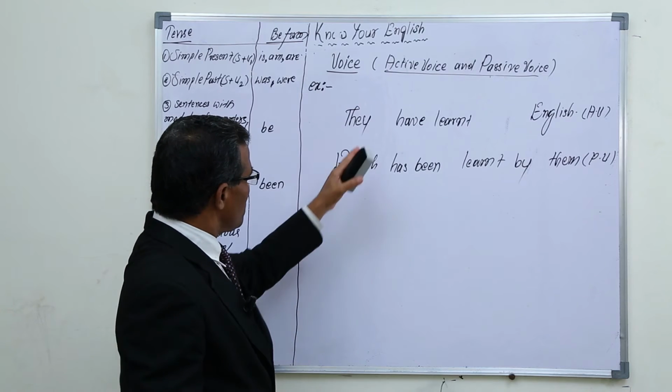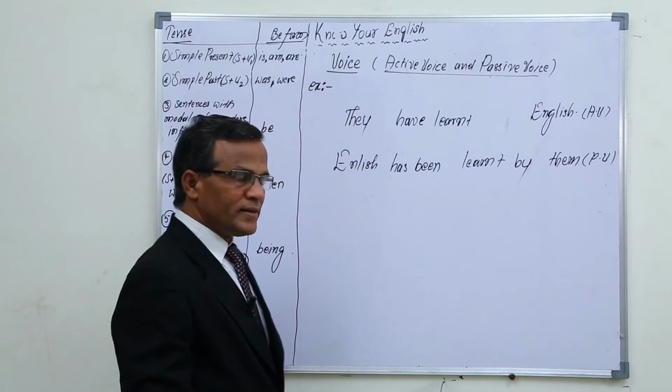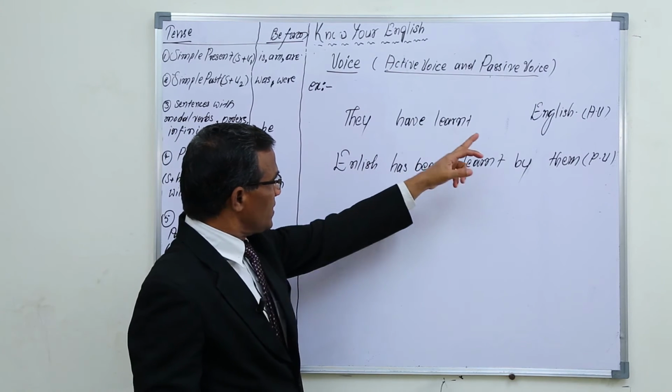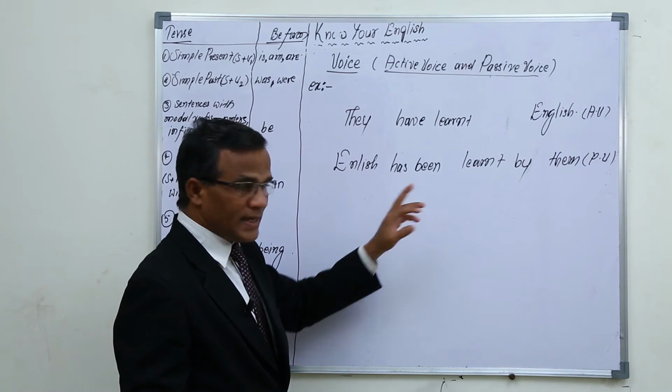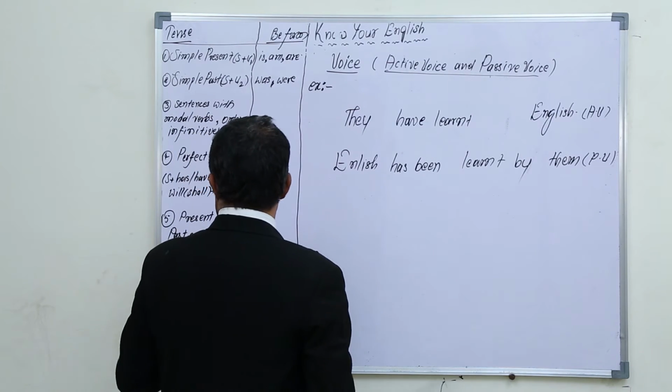This is the same. For example, they had learnt English. English had been learnt by them. This is the way of using it. For example, they will have learnt English. Then English will have been learnt by them. This is the way here.